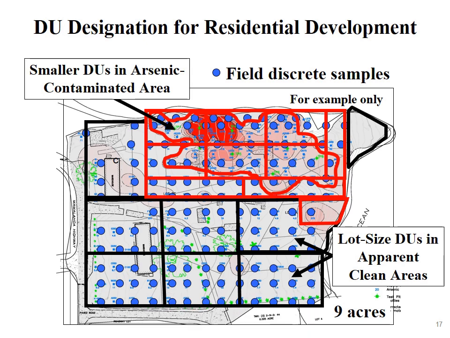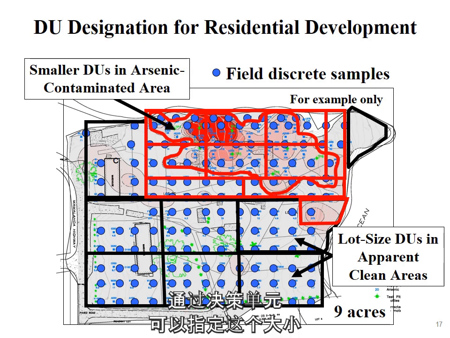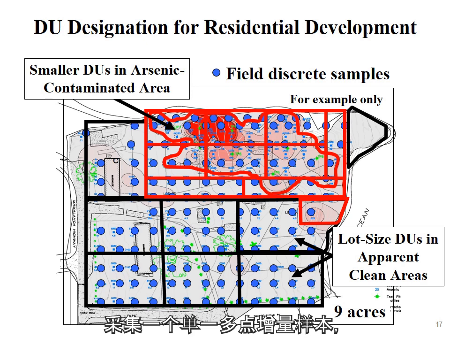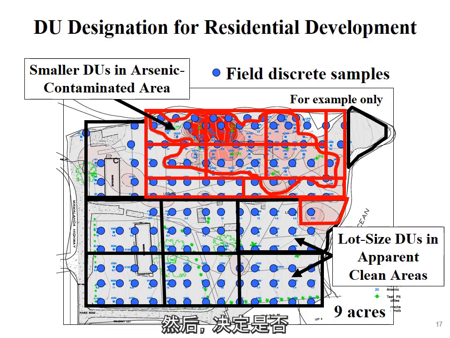And this was used, the decision units were designated this size to assist in remedial options, or to set a resolution for remediation. So again, the next step then we'd go back in each one of these decision units, collect a single multi-increment sample, and then make a decision on whether or not to excavate and dispose of that soil. And we collect triplicate samples in 10% of the DUs within the spill area.